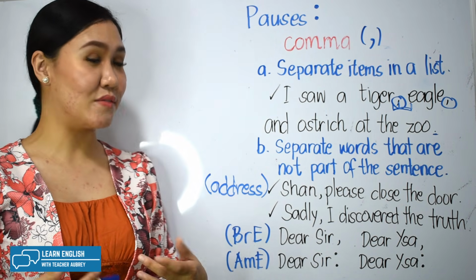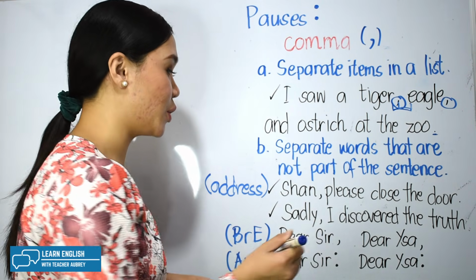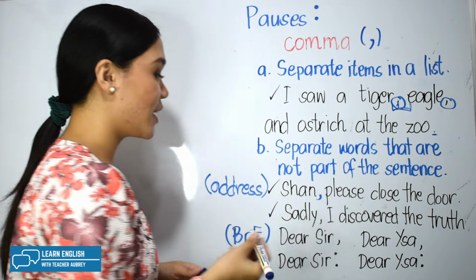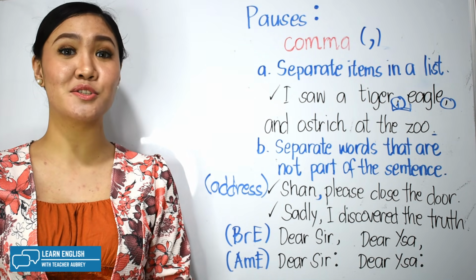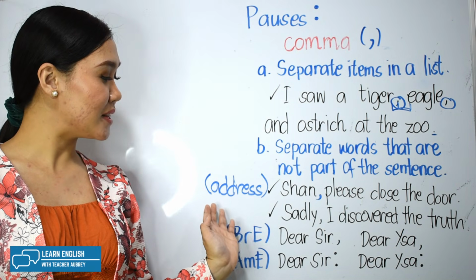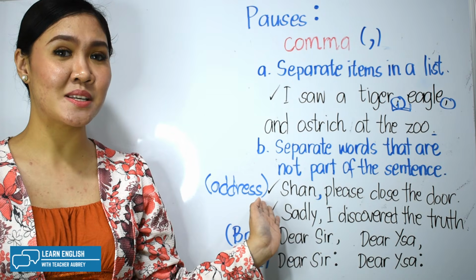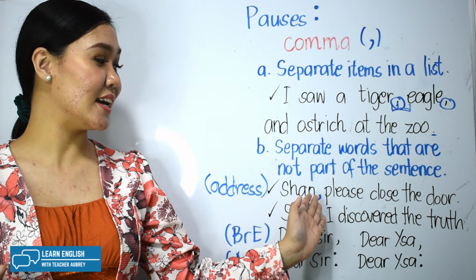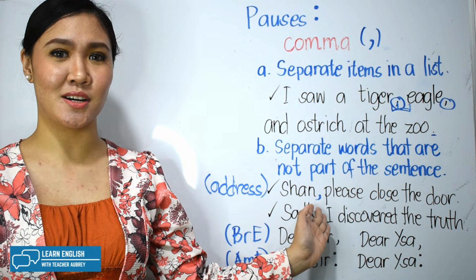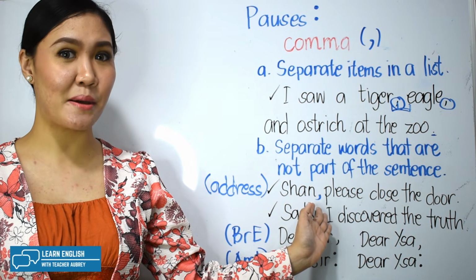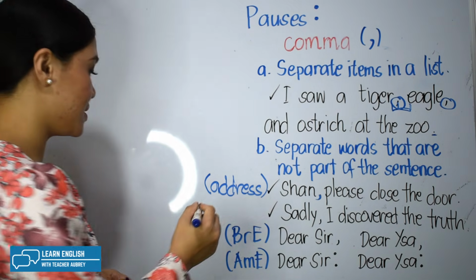So in this sentence, we have Shan. Si Shan yung kausap ko. Bago ko sabihin, please close the door, nilagyan ko muna ng comma. It means huminto ako saglit. Shan, please close the door. Kapag gumamit kayo ng panawag sa isang tao, Shan or any names, kapag isusulat niyo iyon, ay gagamitan ninyo ng comma after the name. Shan, please close the door. Ken, please turn off the camera. At ginagamit din natin ito sa mga adverbs.